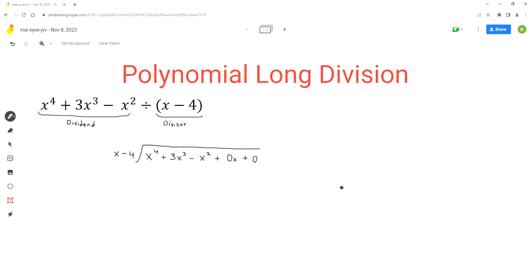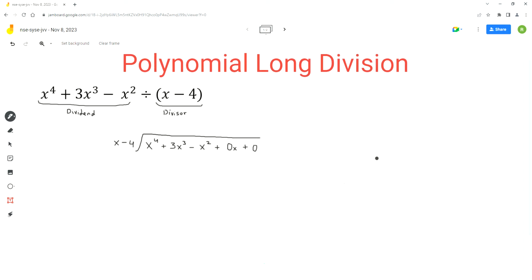Now we'll start our long division. The first step is to get rid of this x to the power 4. So we'll divide x to the power 4 by x, which is the term from this divisor. So we get x cubed. So this is our first term in the quotient. So we write it here at the top.